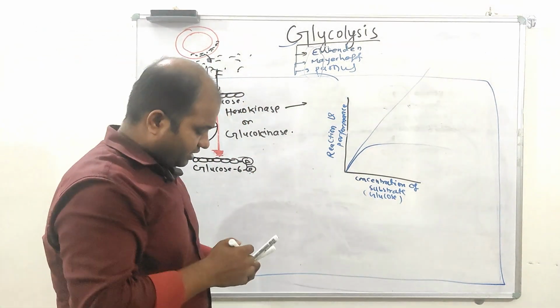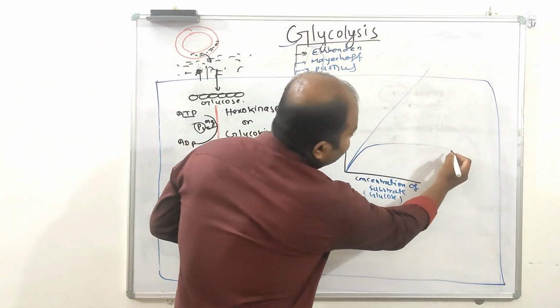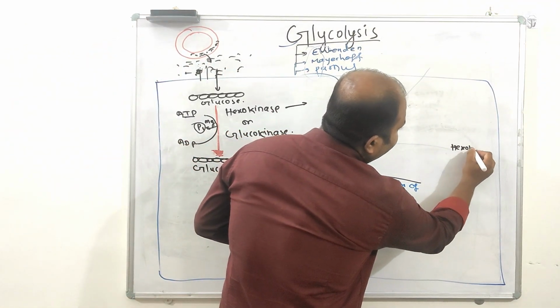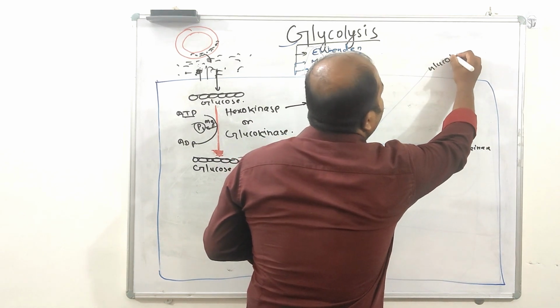So first I'll write whatever you have seen, this curve. This is the hexokinase activity, and this is for glucokinase activity.